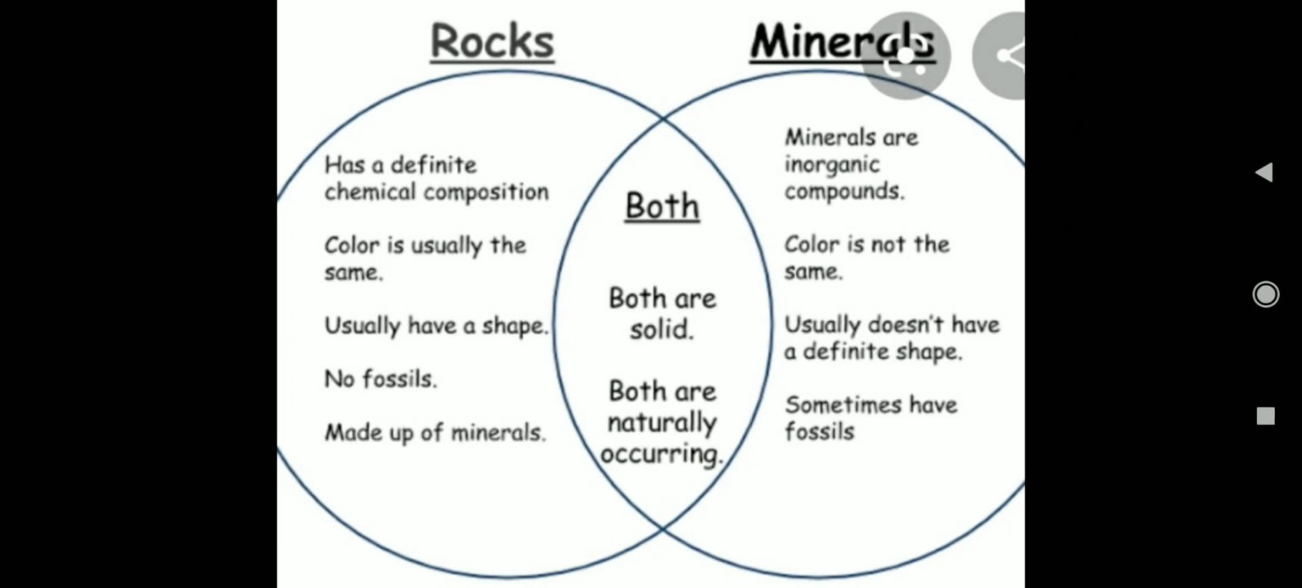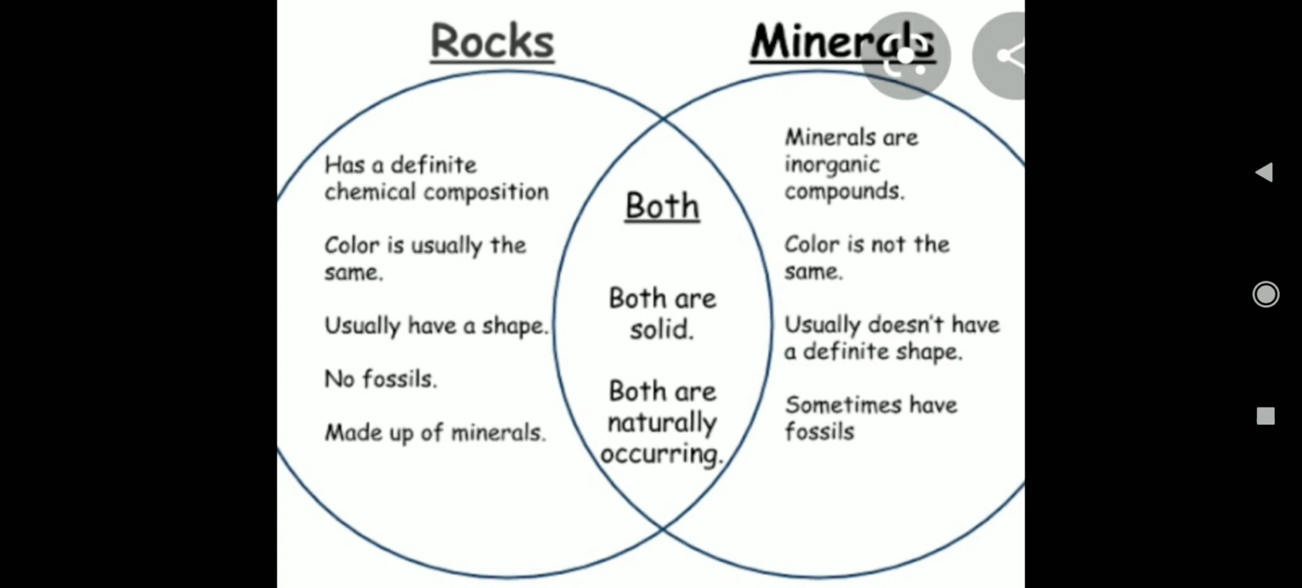Now, the main question which is often asked is, what is the difference between rocks and minerals? So, as you can see, rocks have a definite chemical composition. Minerals are inorganic compounds. Both are solid in state and occur naturally. In the rocks, the color is usually the same, while in the minerals, the color is not the same. Rocks usually have a shape. Minerals usually do not have a definite shape. They can be of any shape but not a definite geometric shape. But sometimes rocks have it.